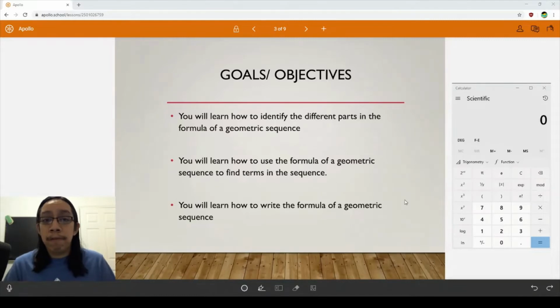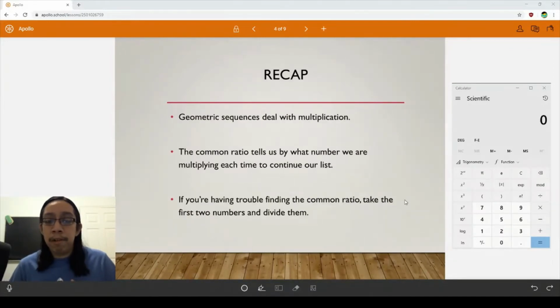So just like before, what we want to do is recap what we already know about geometric sequences, and then from there, talk about how we can start using the formula, okay? So let's go ahead and recap what we already know. From the first sequences video, we know that geometric sequences deal with multiplication. And one important thing is that the common ratio tells us exactly by what number we are multiplying each time to continue the list of numbers.